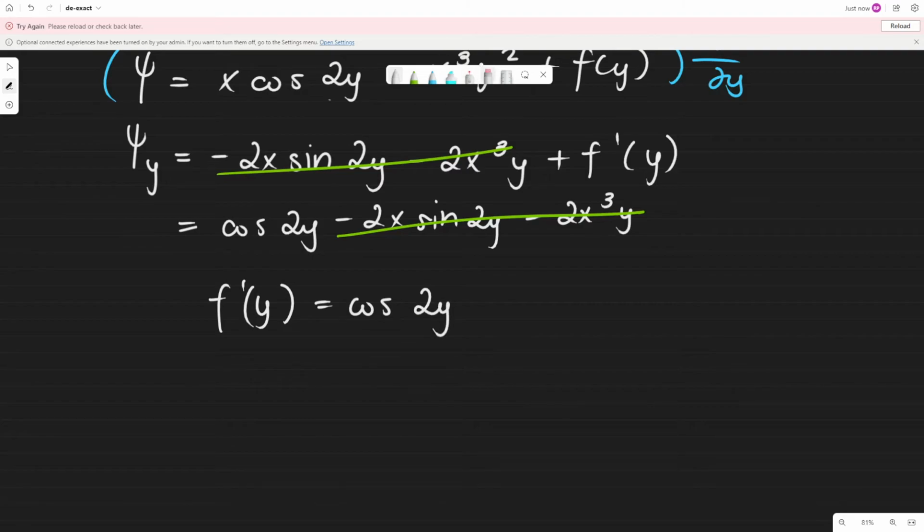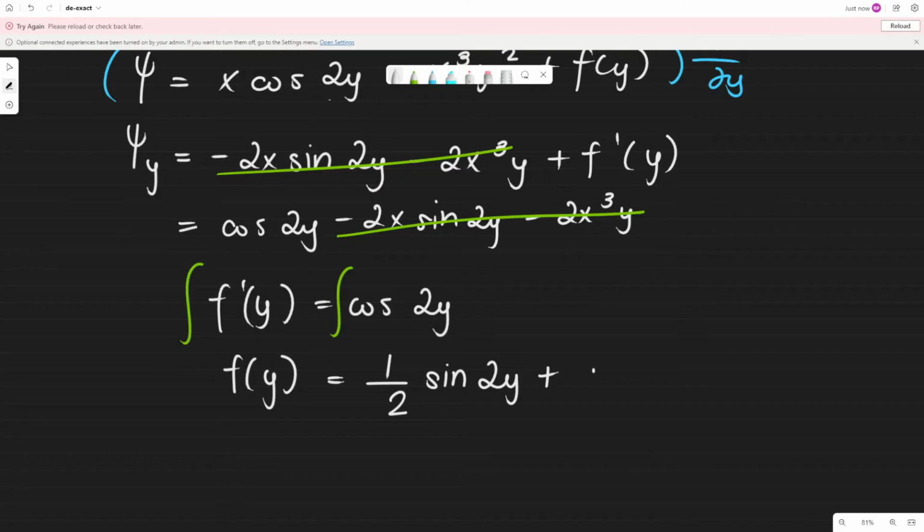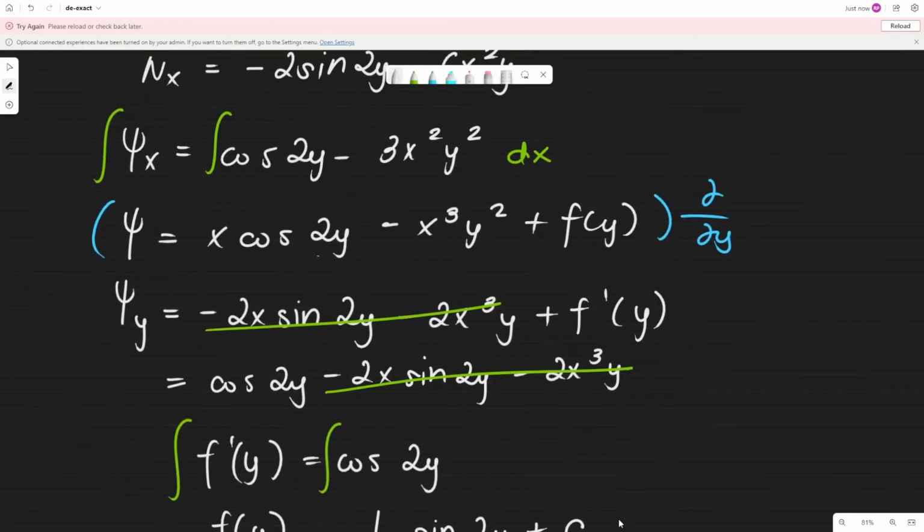the antiderivative. So we'll have f of y is equal to, what's the antiderivative of cosine 2y? So we will have 1/2 sine 2y plus c. Okay, so this is what we will substitute back now.